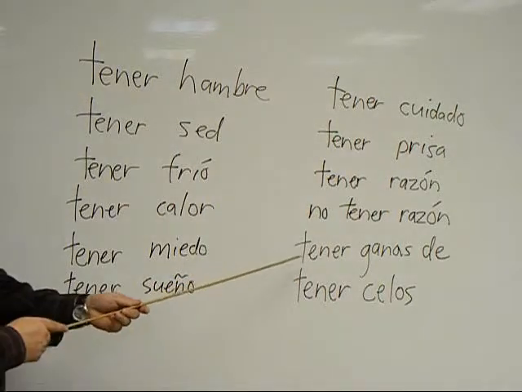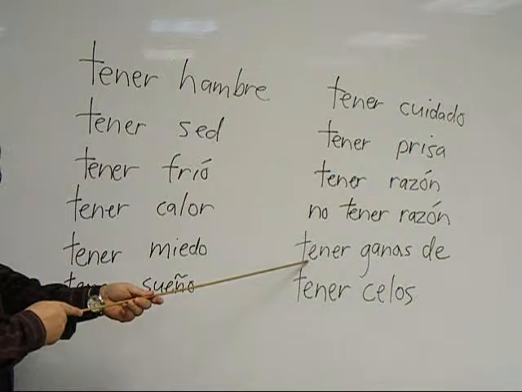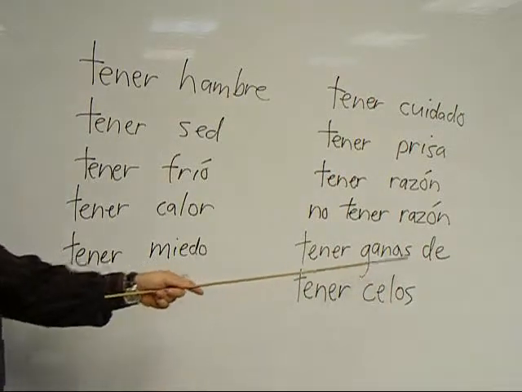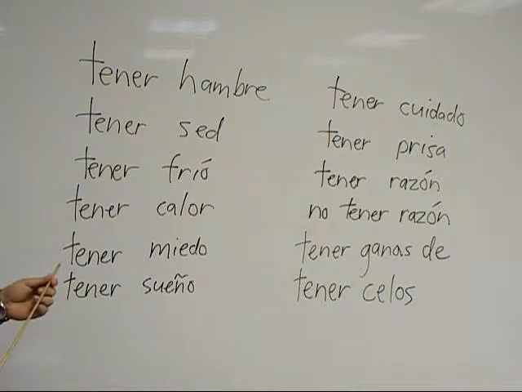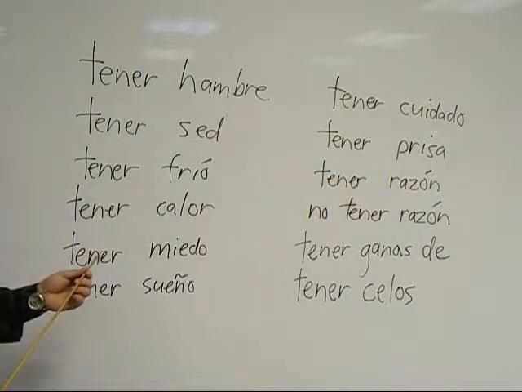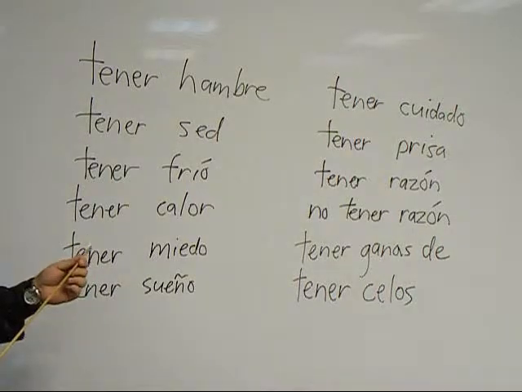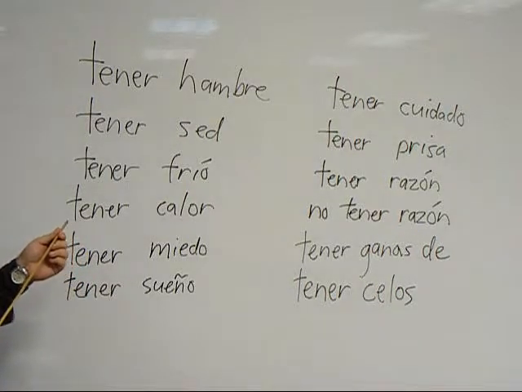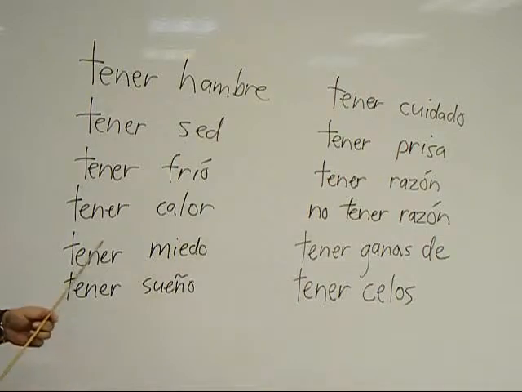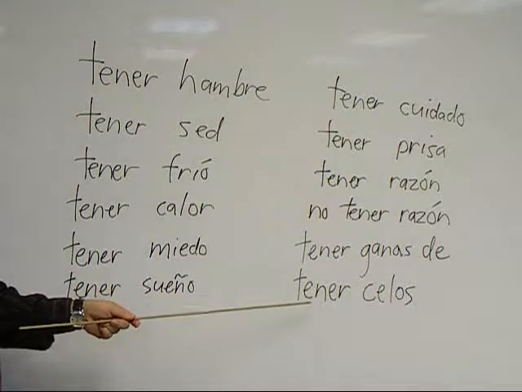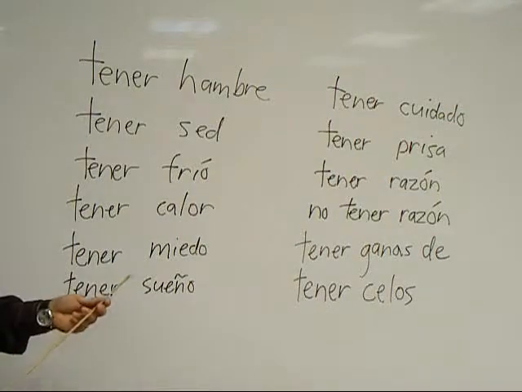And then in version 6 of the Ariba book, they have added this phrase, tener ganas de. And tener ganas de means to feel like. For example, if I say, tengo ganas de ir a la playa, I feel like going to the playa or beach. So this is to feel like doing something. And then I've added one more phrase that's a common one, but it's not in your book, tener celos. And that means to have jealousy or to be jealous.